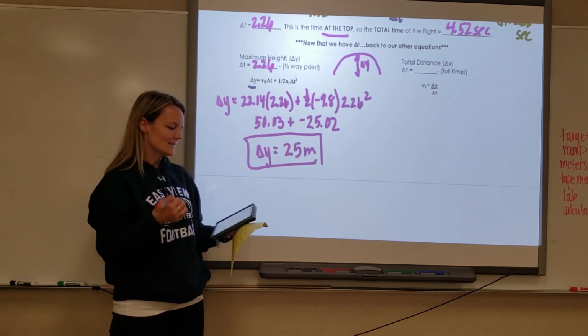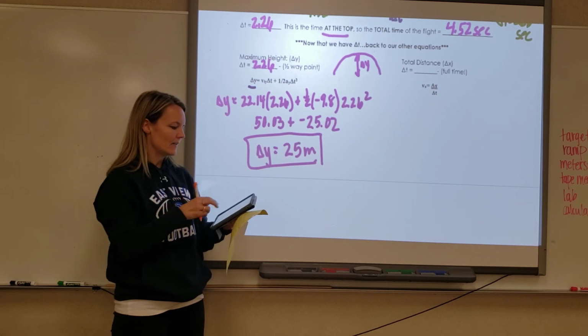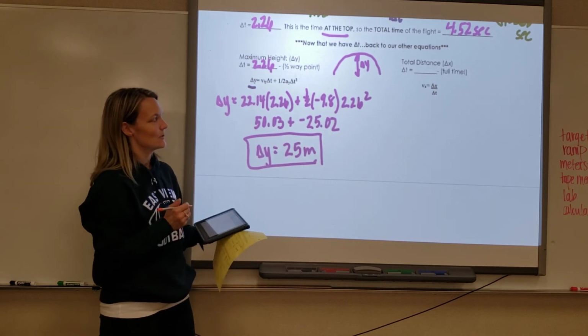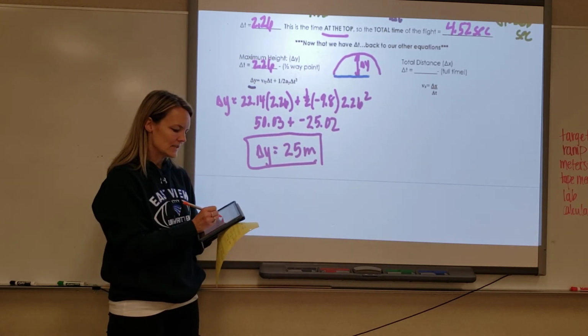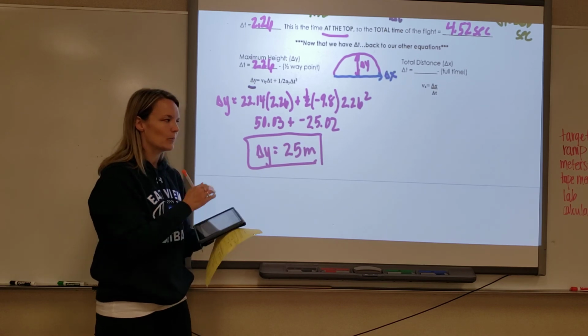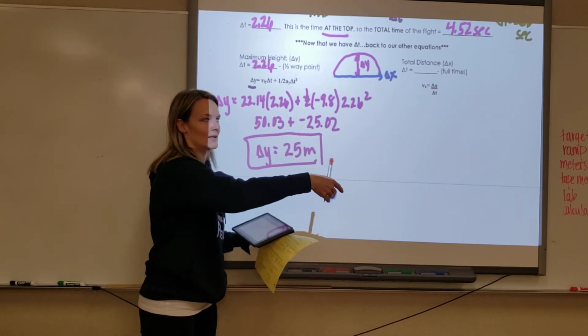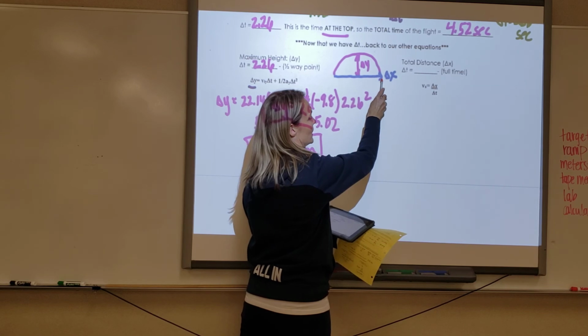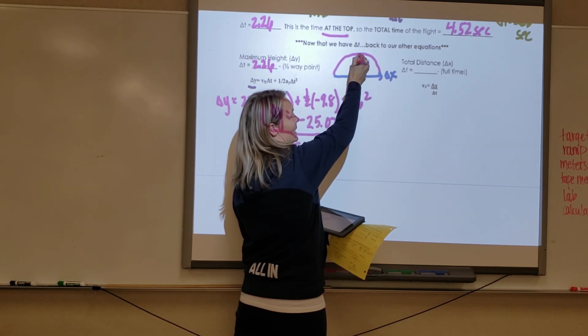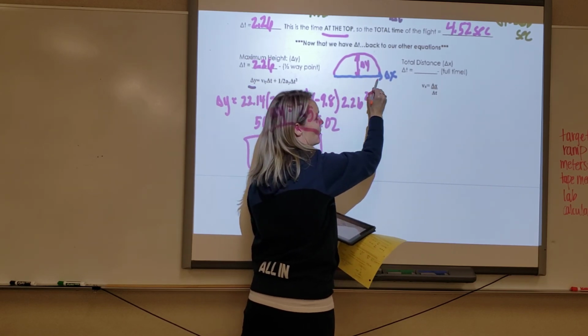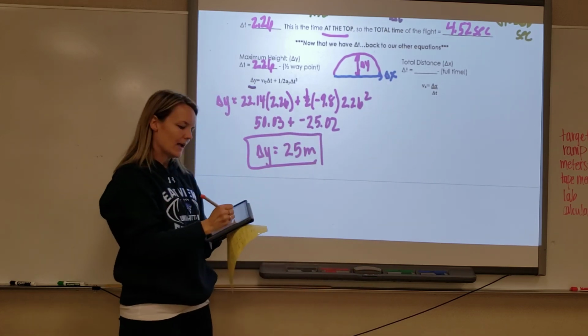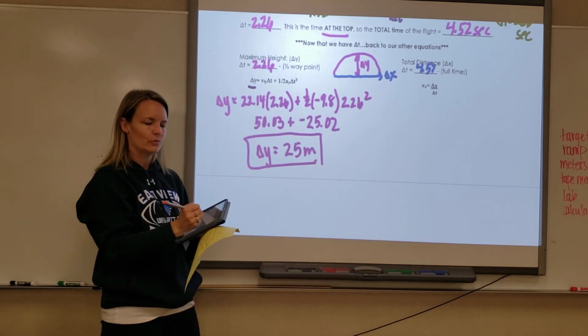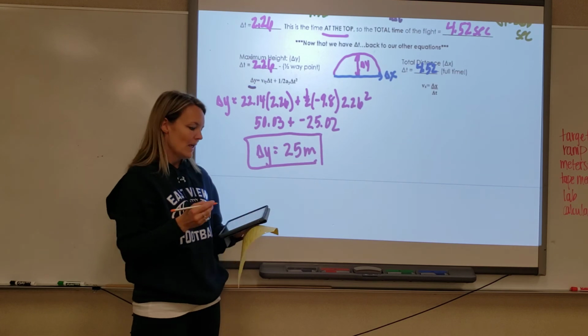All right, last step. I want to find the total distance that the ball traveled. Total distance, delta x, would be how far away from home plate the ball ended up. That is all the way over here. I don't want a time right here. That would only get me halfway. I want a full time. So I have to use the 4.52 for my time for this one.